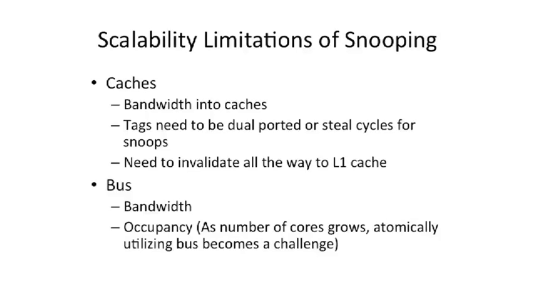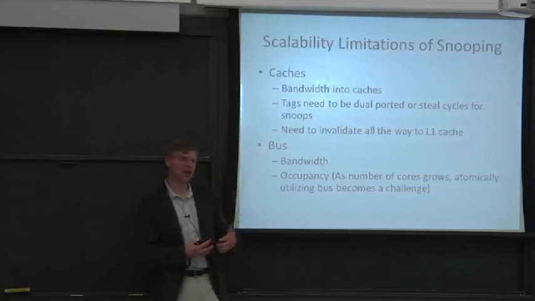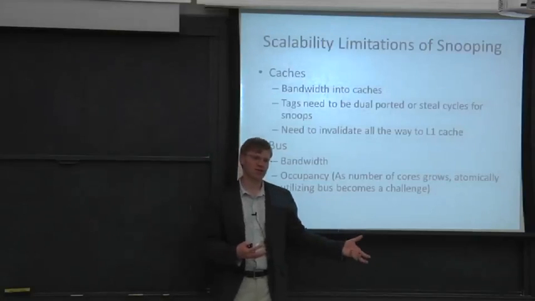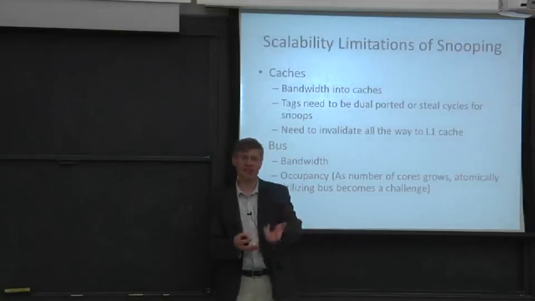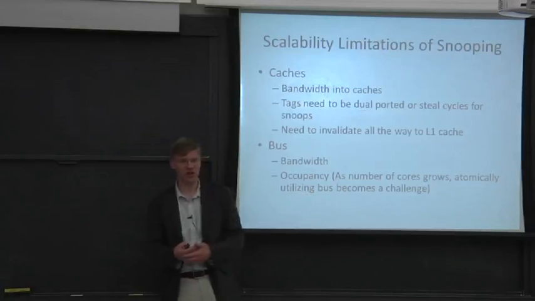So one choice is you can dual port your tags. Another choice is you can steal cycles for snoops. What I mean by steal cycles is if there is a bus transaction happening and you need to check this against your tags, you actually block the main processor that is associated with that cache from accessing the cache that cycle. So you generate a stall signal to the cache or to the main pipe.